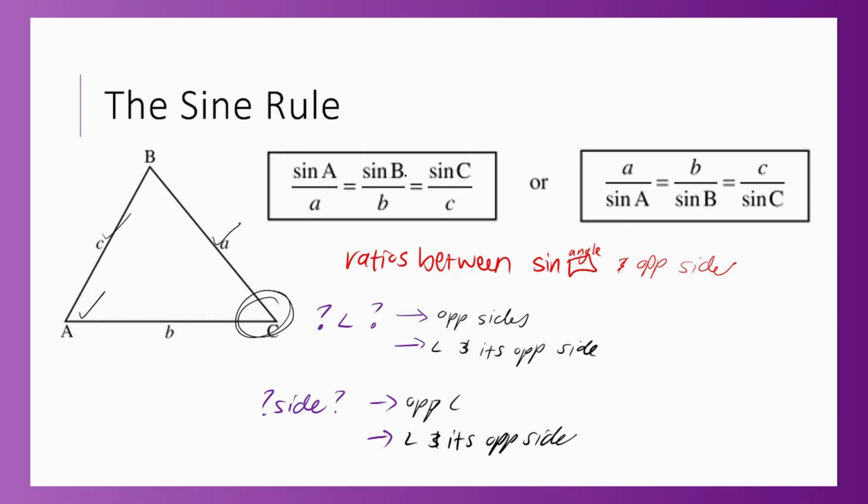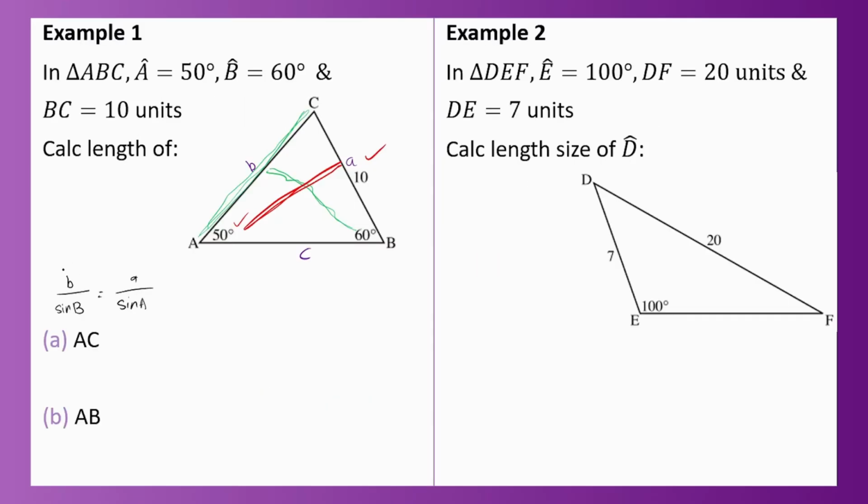It doesn't matter which one of the two you want to use, but I would advise, if you're looking for a side, the sides are on top here in the numerator. So if you're looking for a side, use this second formula. If you're looking for an angle, use the first one because the angles are on top. It just helps with calculations because we often make unnecessary mistakes when we're working with fractions. So we're going to use this version where small b, which is AC, over sin B is equal to small a over sin A.